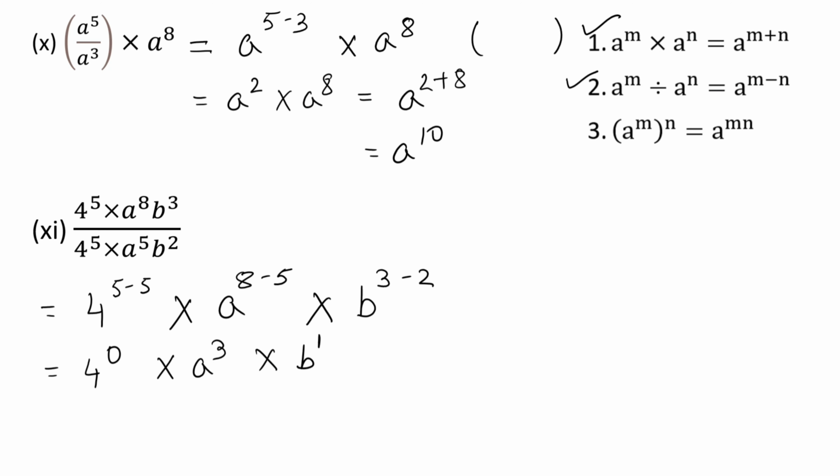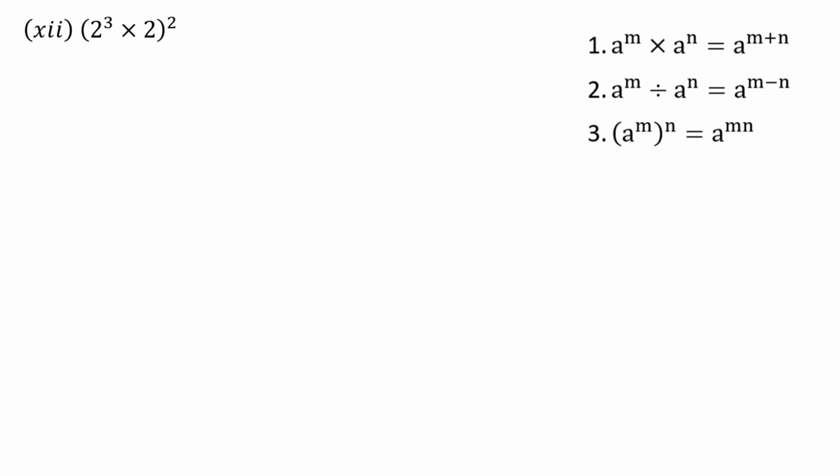So we know that any number raised to the power of 0 is equal to 1. So this would become 1 into a raised to the power of 3 into b raised to the power of 1, which equals b. So the final answer is a raised to the power of 3 times b.